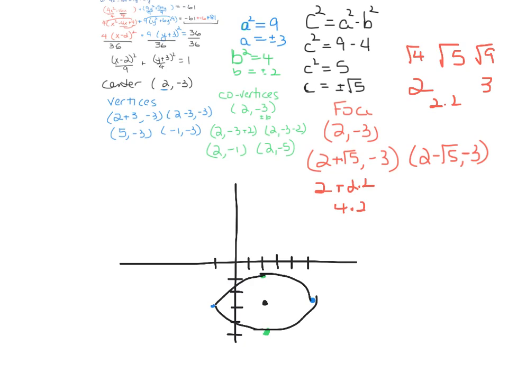So this will give me about 4.2 comma negative 3. Over here, if I subtract it, I would get negative 0.2 comma negative 3. So probably about here, and about here. So those would be the 2 focus points. Again, the red are the foci, the blue are the vertices, the green are the covertices, and the black is the center.